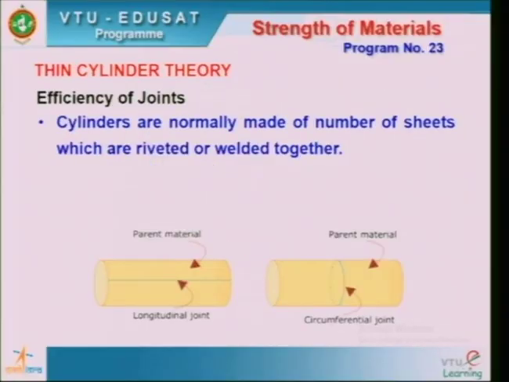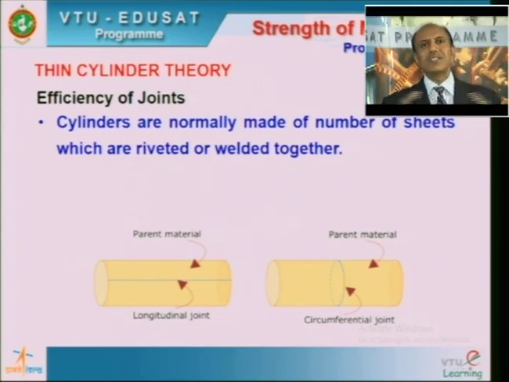Now with this, there is one more important thing that we need to understand. This is about joints. Please understand that the cylinders are made of sheets. It's not one single sheet you have here. Big cylinders are connected with a number of sheets. Now what is the kind of connection we are trying to have here? They are in terms of riveted joints, or it could be welded joints.